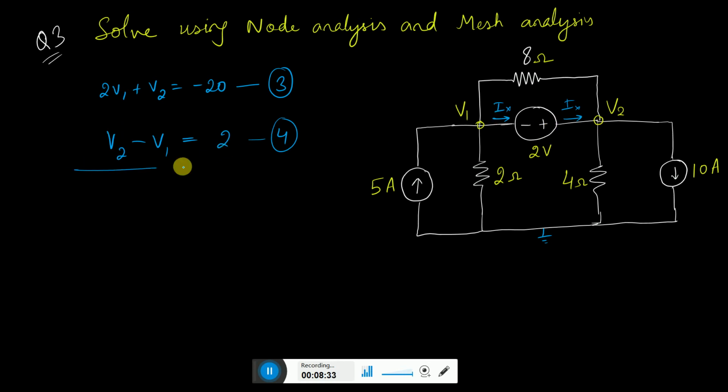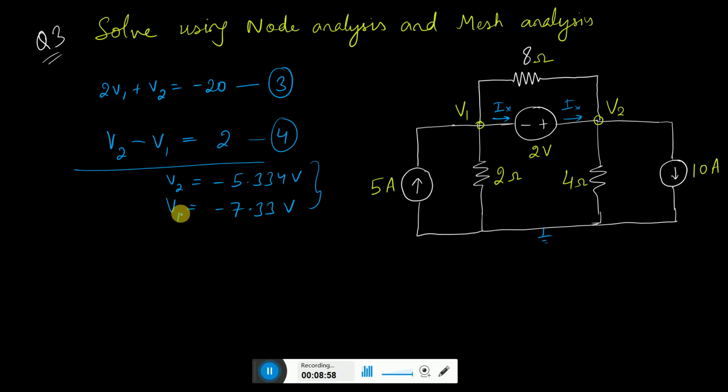If I solve equations 3 and 4, I am going to get V1 and V2. V2 I am going to get first as minus 5.334 volts, and V1 I am going to get 7.33 volts. So this is how I got the solution for V1 and V2.